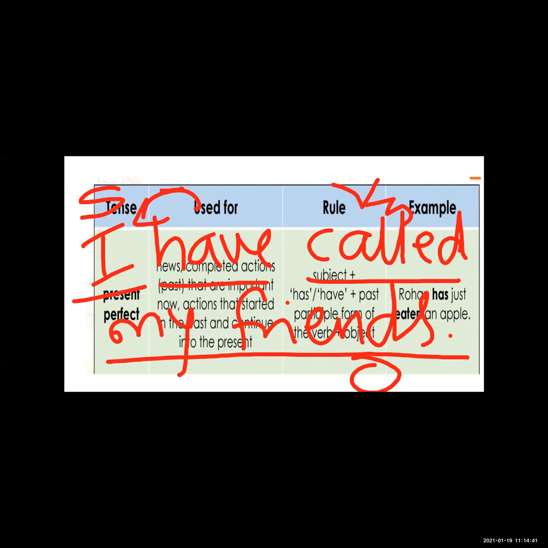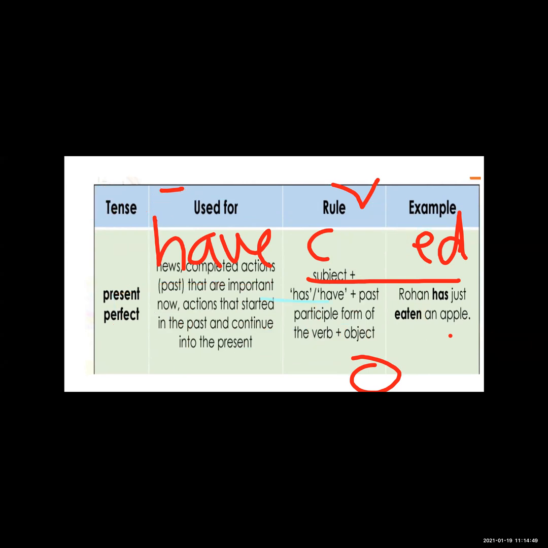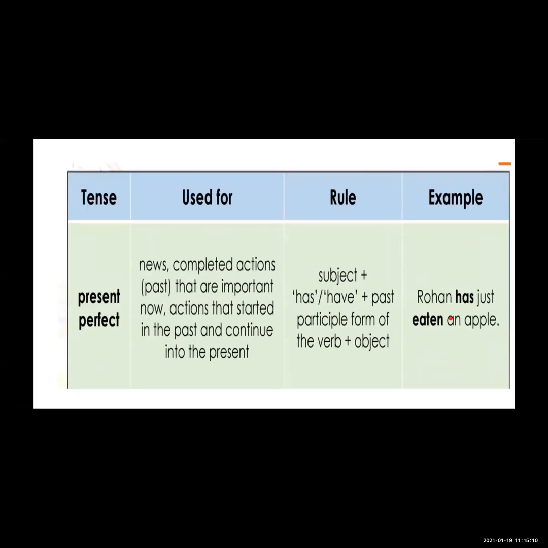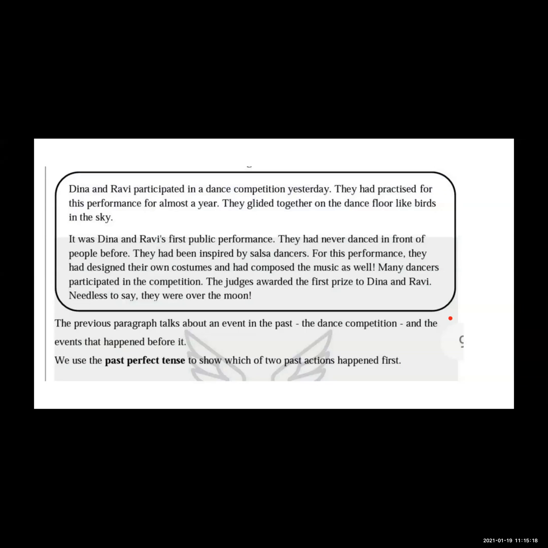Now students, that is all about the present perfect tense. Now we are going to learn about the past perfect tense. Past perfect tense is used to show an action that has been completed in the past. In present perfect tense, the action began in the past and is also completed in the present. But past perfect tense is used to show an action that has been completed in the past.